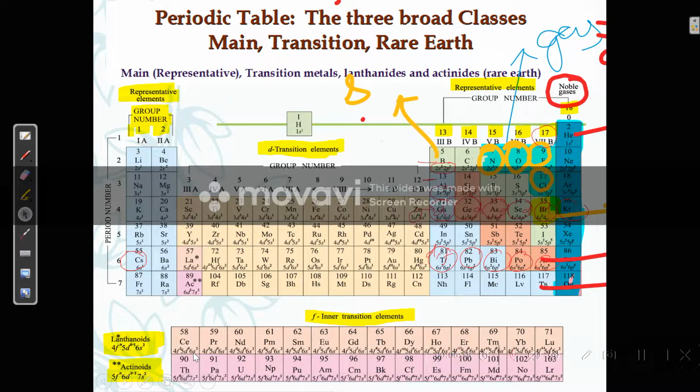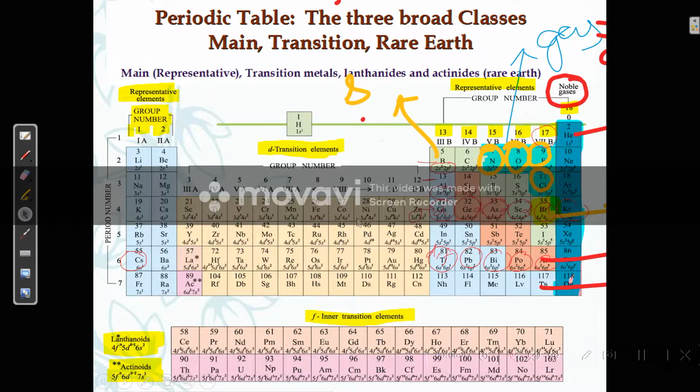So 6 is the outermost shell, 5 is the penultimate shell, and 4 is the inner penultimate shell, and 4 is nothing but 4f. So F block elements are called inner transition elements because F is partially filled, or we can say the inner penultimate shell is partially filled, either in ground state or in any one of the common oxidation states.